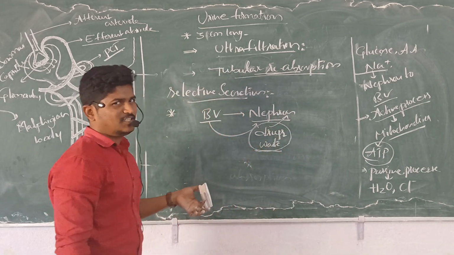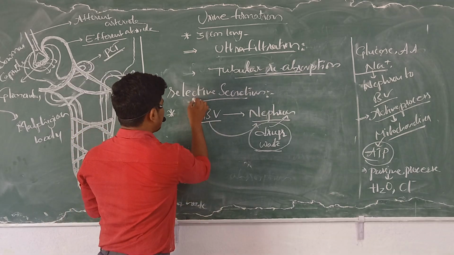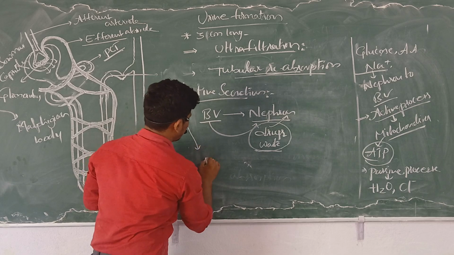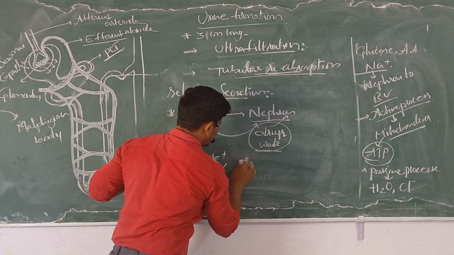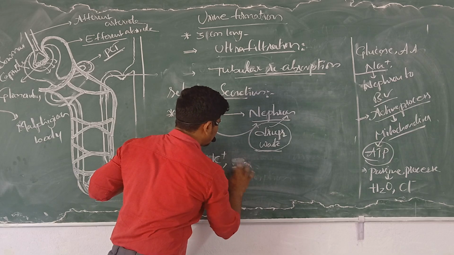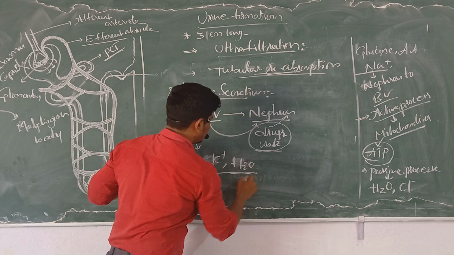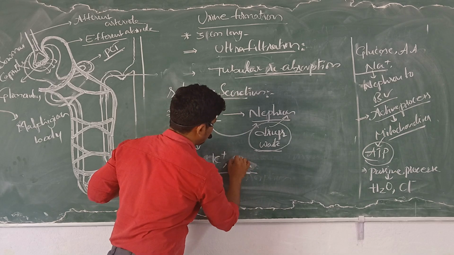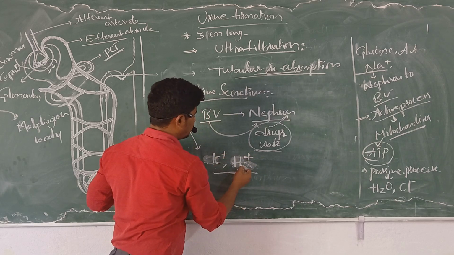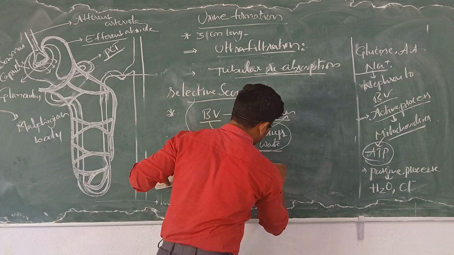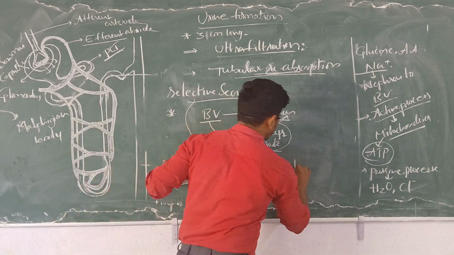That is in the DCT, and also from the PCT point of view. Then what is selectively secreted here? Potassium, and instead of H2O, we can say H plus ions. H plus ions and potassium ions, both are selectively secreted. For what purpose are they selectively secreted here? To reabsorb the HCO3 minus.